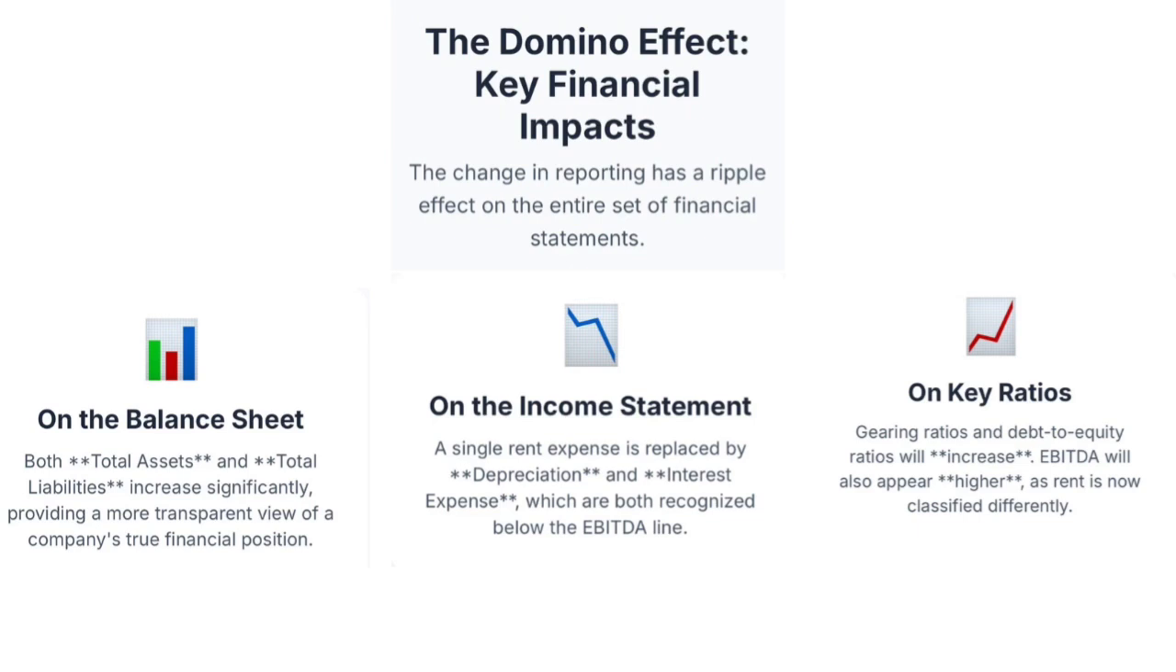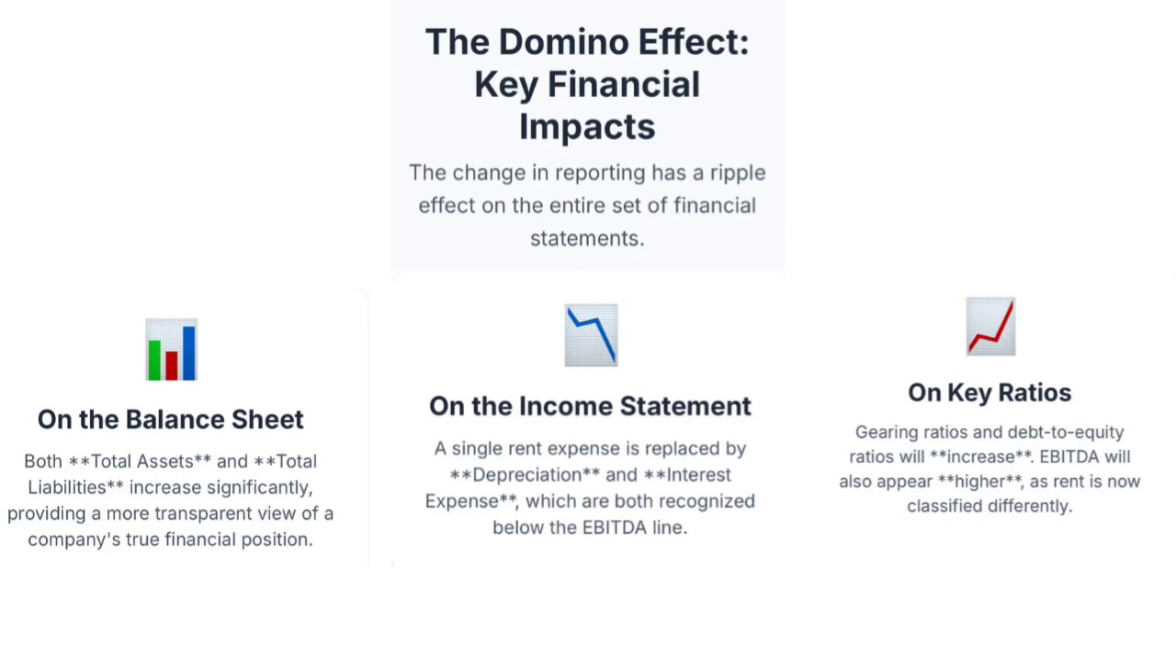Income statement. The old single rent expense is gone. It's replaced by two different expenses: depreciation on the right-of-use asset and interest expense on the lease liability. This impacts your net profit and, importantly, increases your EBITDA, earnings before interest, taxes, depreciation, and amortization.